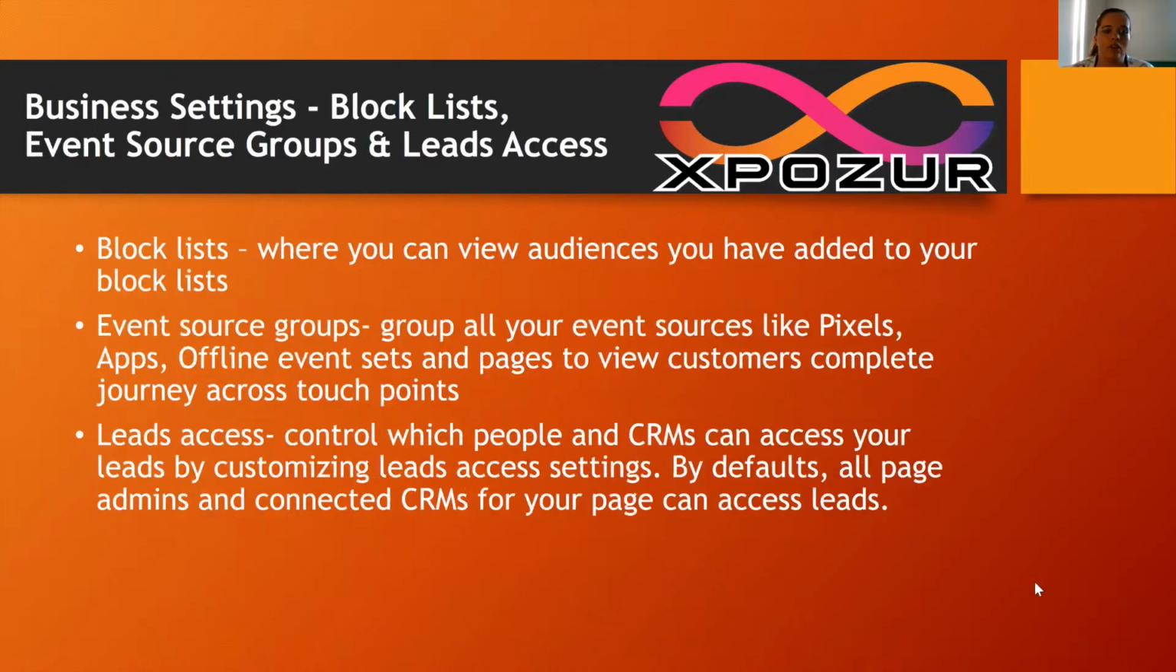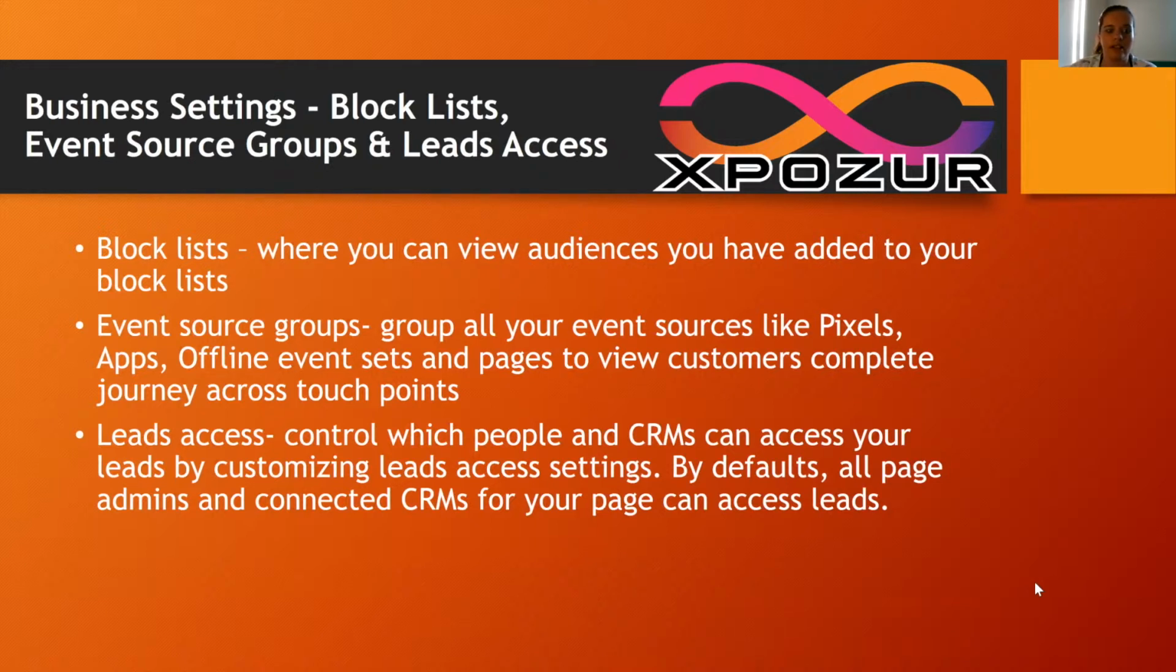And then we've got block lists, event source groups, and leads access. So block lists are where you can view audiences you've added to your block lists. Event source groups are all of your event sources like pixels, apps, offline event sets, and pages. So it enables you to view like a complete journey across the different touch points. And leads access controls which people and CRMs can access your leads by customizing leads access settings. So by default, all page admins and connected CRMs for your page can access leads.